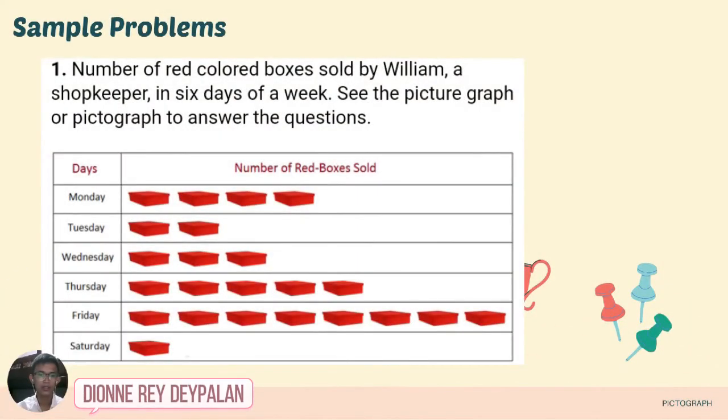So these are the sample problems. Sample problem number 1 is the number of red colored boxes sold by William the shopkeeper in 6 days of a week. So these are the days. Monday is 4, Tuesday is 2, Wednesday is 3, Thursday is 5, Friday is 8, and lastly Saturday is 1.